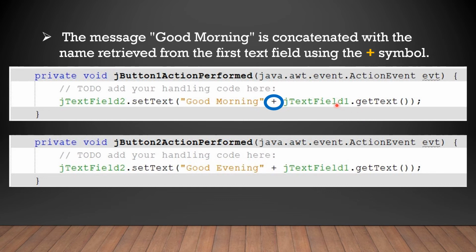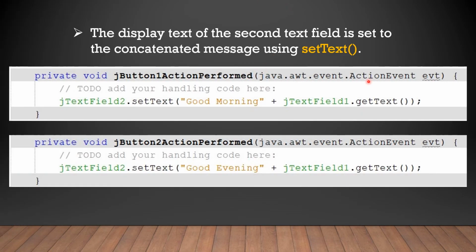And to concatenate or join the name of the user with this good morning statement, we use the plus symbol. Similarly, in the evening button, we have added good evening and then plus. This plus symbol will concatenate the good evening statement with the name of the user, and this name of the user will be retrieved from this statement.